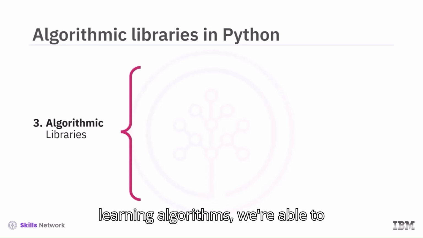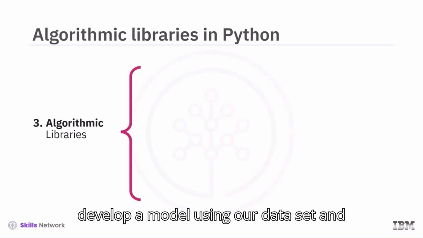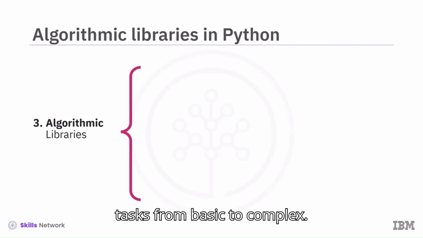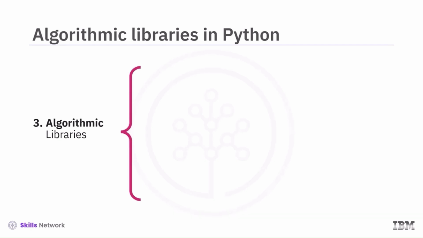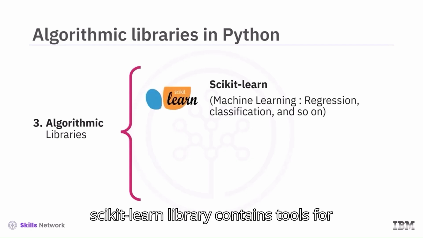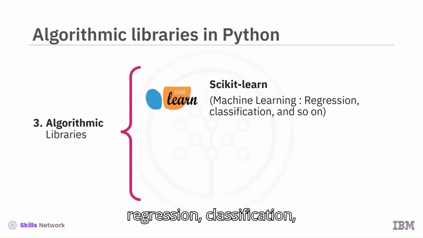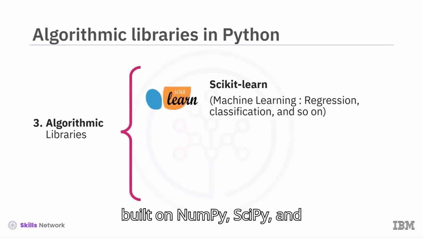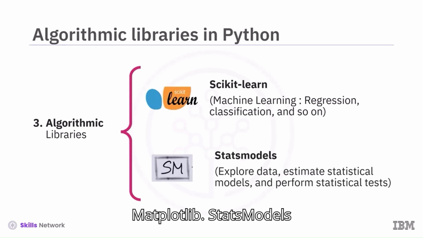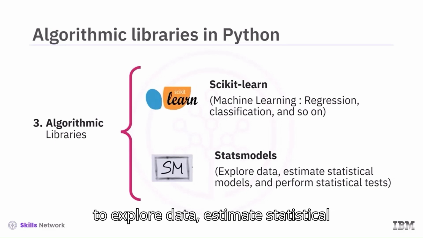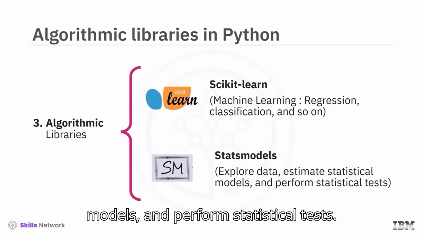With machine learning algorithms, we're able to develop a model using our dataset and obtain predictions. The algorithmic libraries tackle some machine learning tasks from basic to complex. Here we introduce two packages. The scikit-learn library contains tools for statistical modeling, including regression, classification, clustering, and so on. This library is built on NumPy, SciPy, and Matplotlib. StatsModels is also a Python module that allows users to explore data, estimate statistical models, and perform statistical tests.